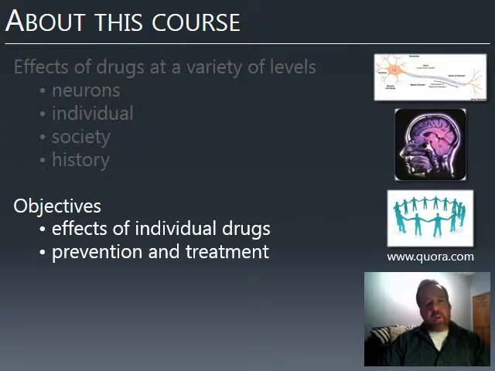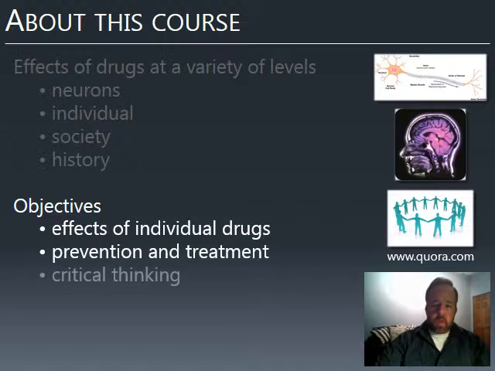We'll talk about prevention and treatment. So how do we prevent drug abuse? And how do we treat drug abuse once it already occurs? So these are important concepts. Some approaches have worked better than others. Some approaches seem to be more scientifically valid than others. So we'll talk about different kinds of prevention and treatment programs and the pros and cons for each of those.